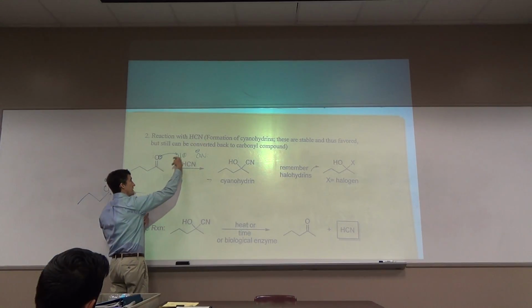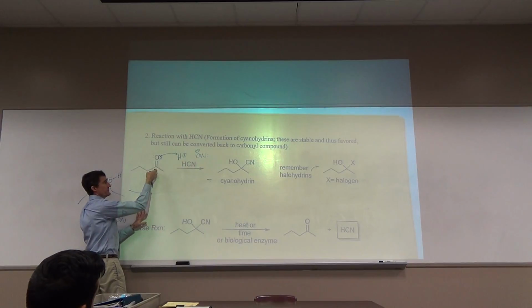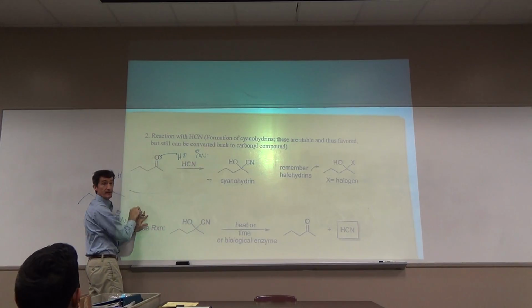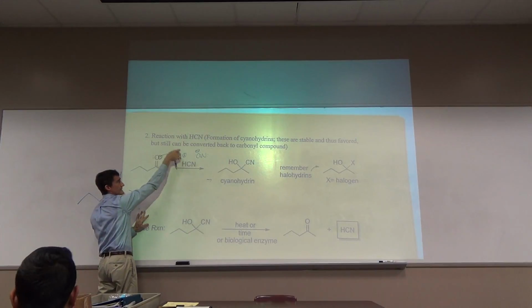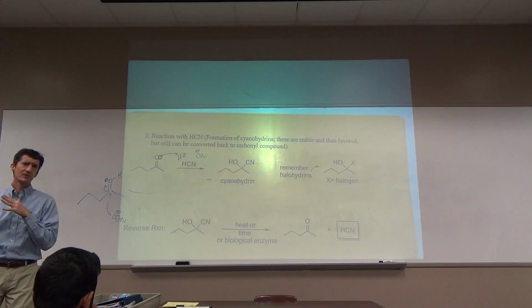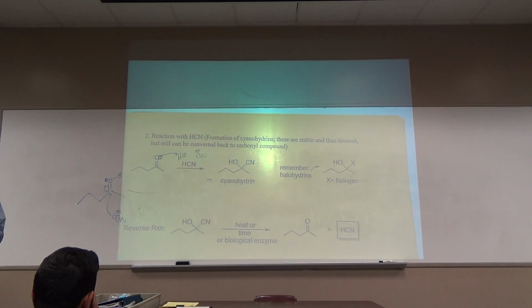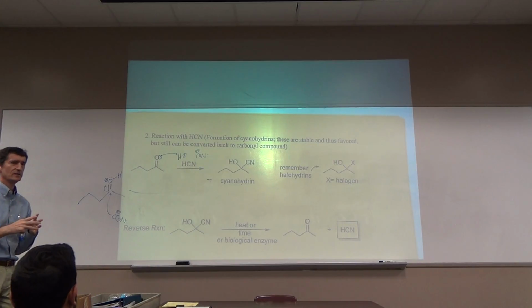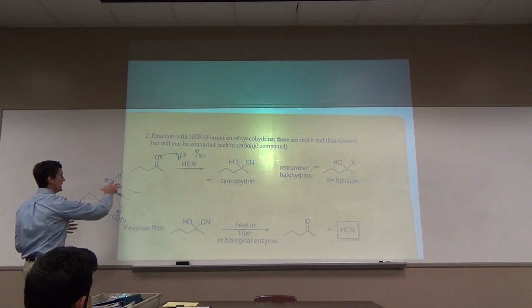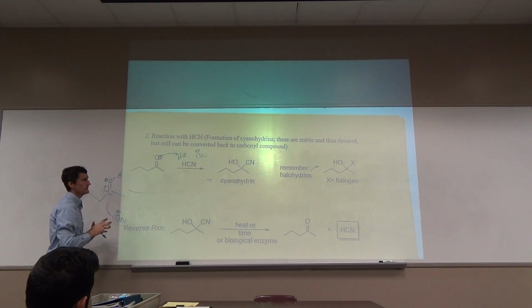You could do this the other way. You could bring in cyanide first, electrons up to give an O minus, and then the O minus could take the H. It all depends on whether the carbonyl is being protonated first or not. How acidic is HCN? It's not a strong acid, but it may be acidic enough to protonate first. Either way works. I showed it this way.